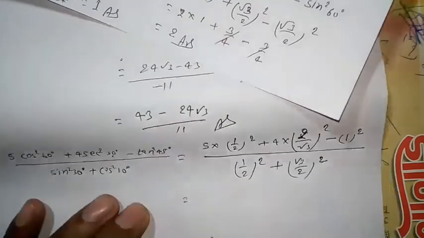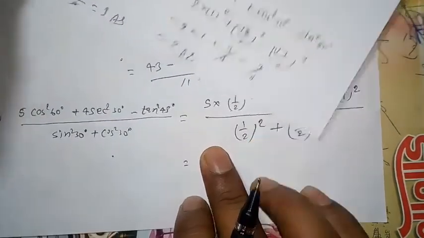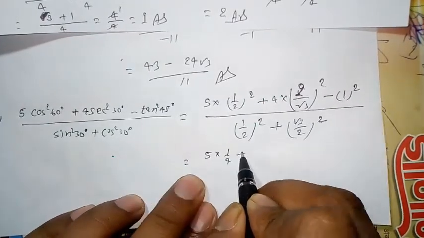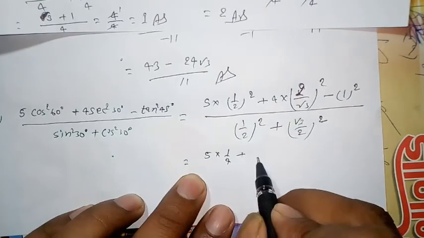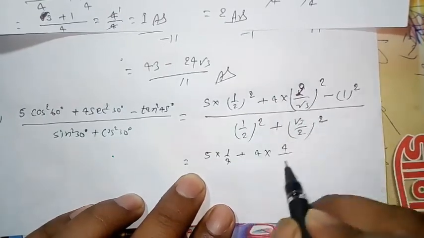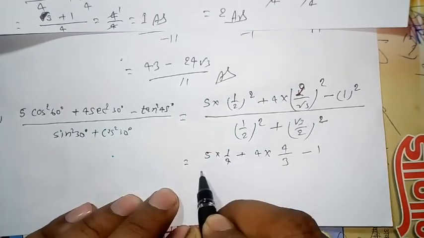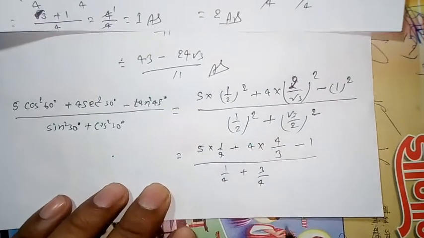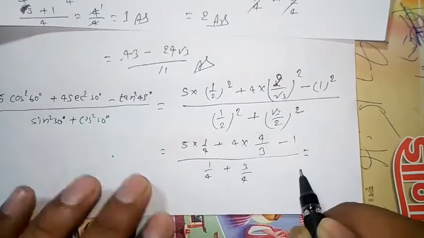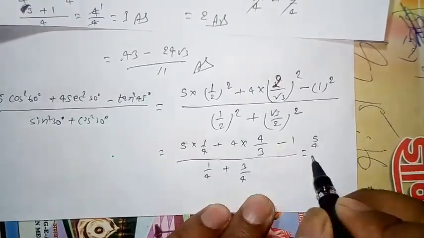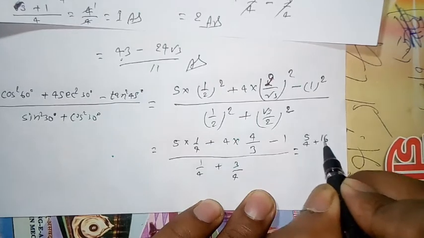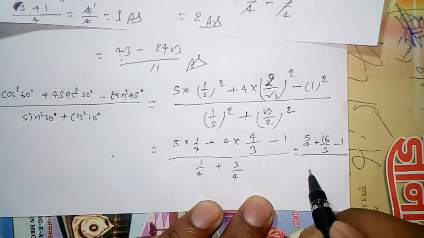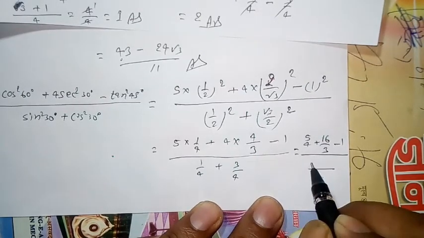Is equal to 5 into 1 by 4, 1 square 1, 2 square 4, 4 into 4 by 3, root 3 into root 3 is 3, minus 1 by 1 by 4 plus 3 by 4, is equal to 5 by 4 plus 16 by 3 minus 1 by the LCM, which is 4, then 1 plus 3.